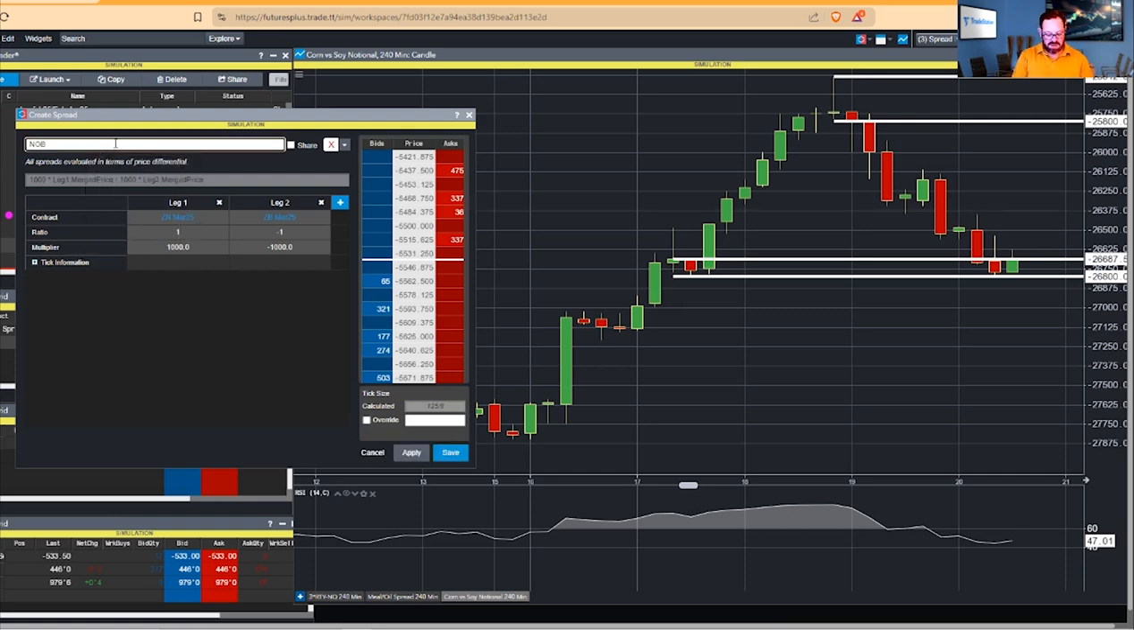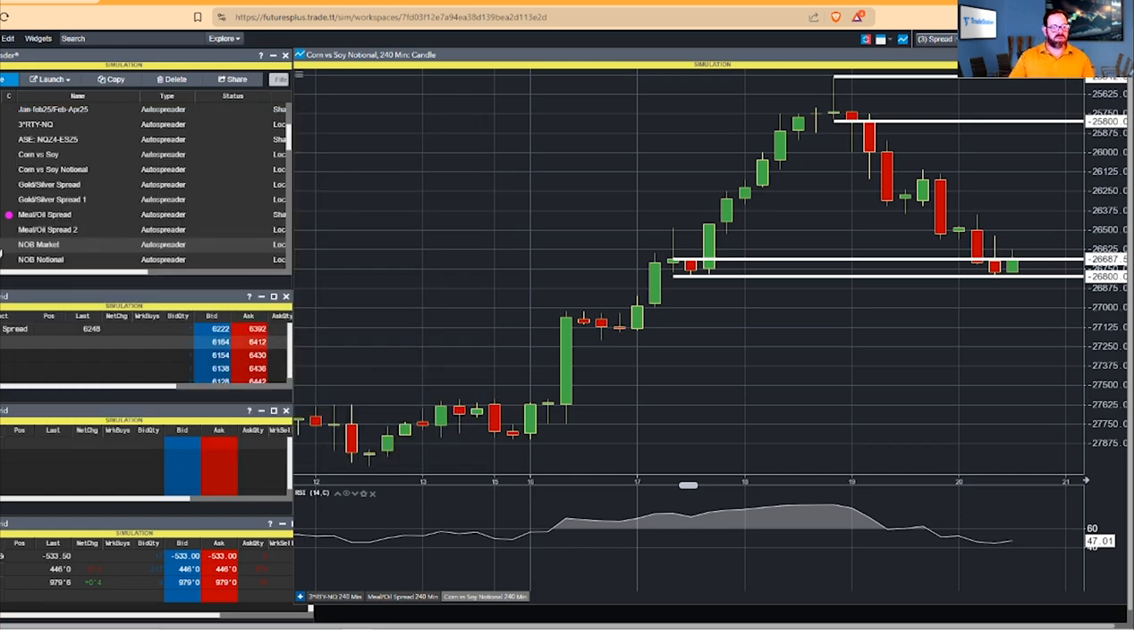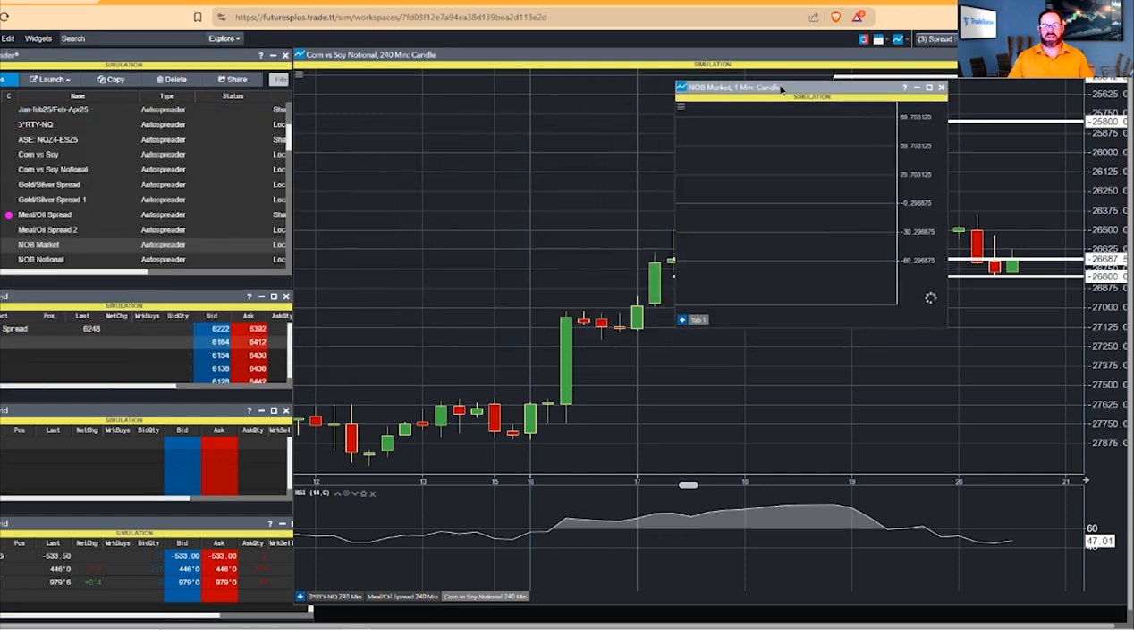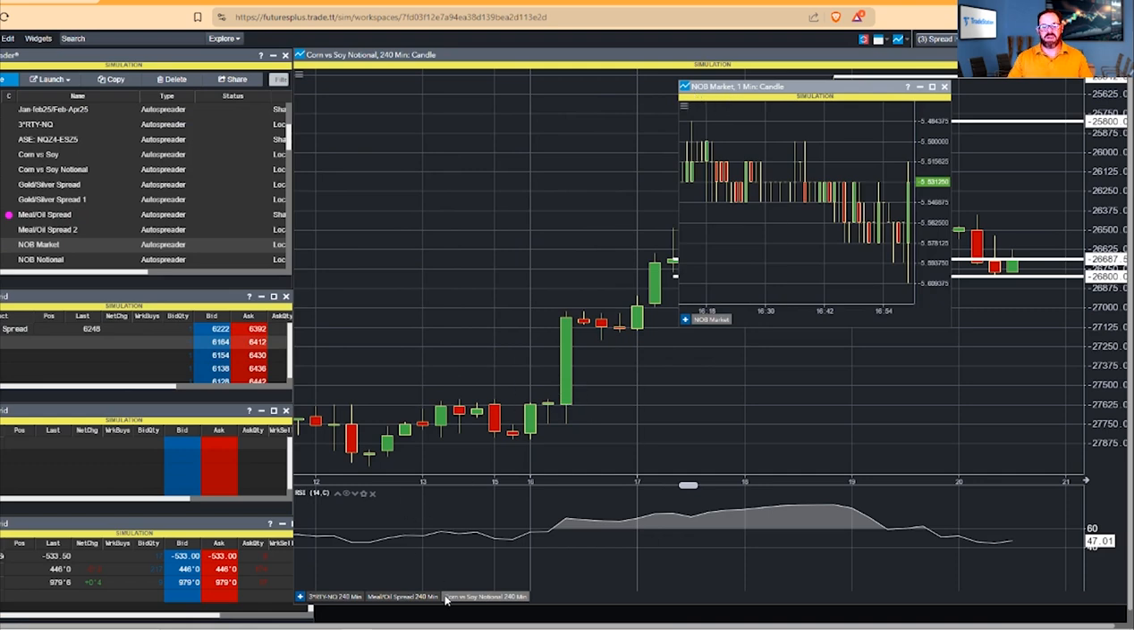NOB notional, apply. And there we have it. So if I go to the charts, you'll see the difference in a moment. If I open the chart, this is the chart for the market. It says NOB market. I can also go in on my chart and create a new tab as well. If I don't want to keep creating new tabs or new windows like this, then close this one out.